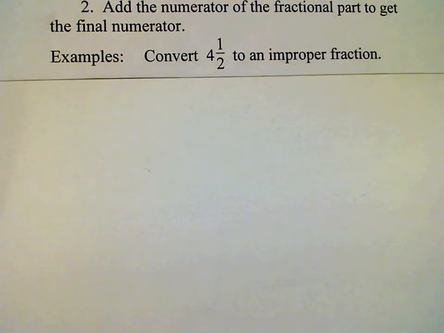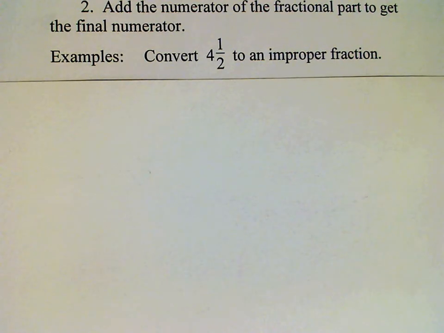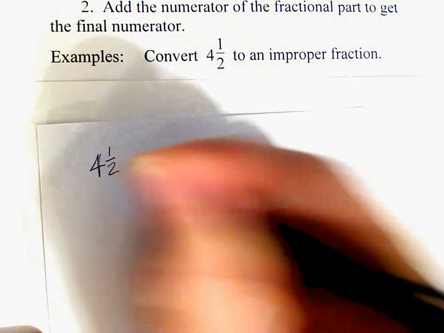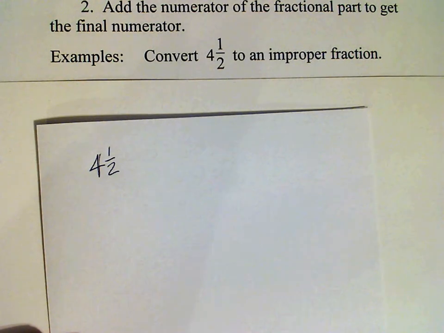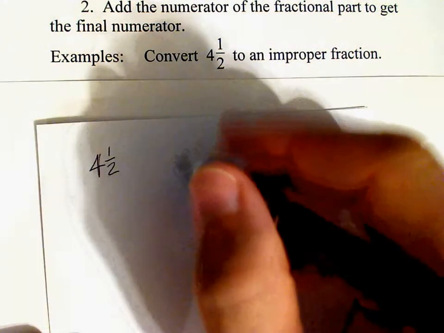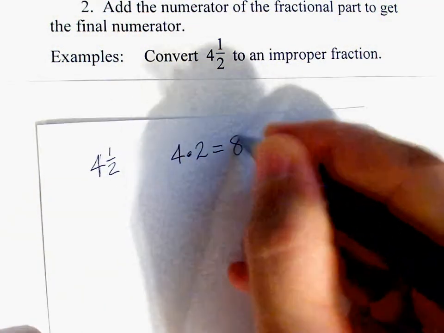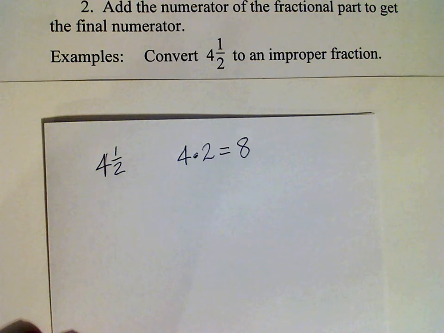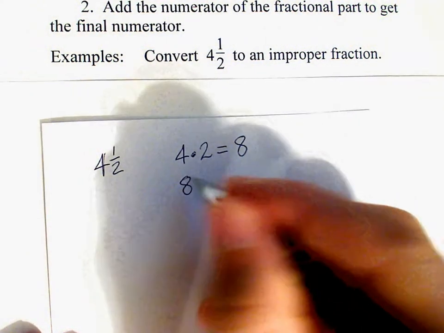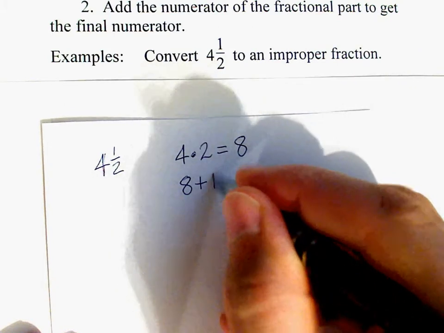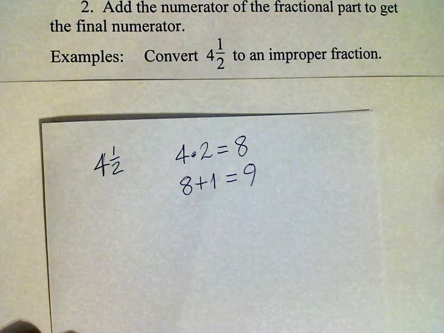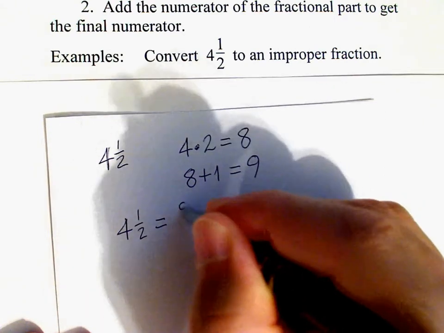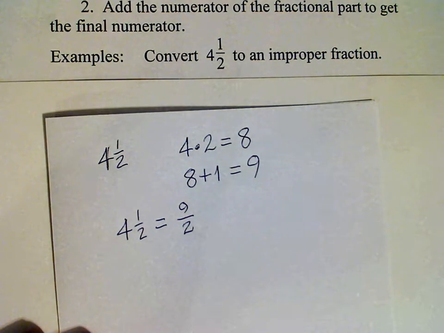Okay, so for example, we need to convert 4 1/2 to an improper fraction. Okay, so first step, we need to multiply the whole number part by the denominator. So we go 4 times 2. That gives us 8. So what does this tell us? Well, it tells us there are 8 halves in 4 whole units. Okay, and then we add the numerator of the fractional part, in this case 1. So we get 9. And so that means that 4 1/2 is equal to 9/2.